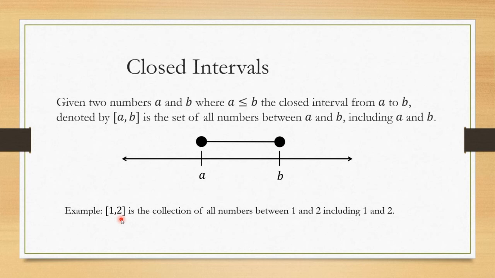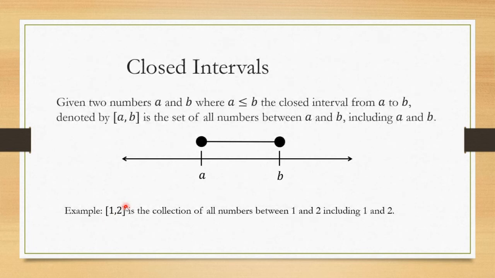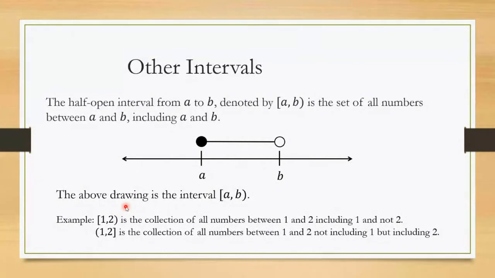So like 1.1, 1.5, that's in here, but 1 and 2 are also in here. That's what these square brackets are supposed to indicate. You include those endpoints. So that's closed intervals. So we have open intervals here. We have closed intervals. We have also other intervals.